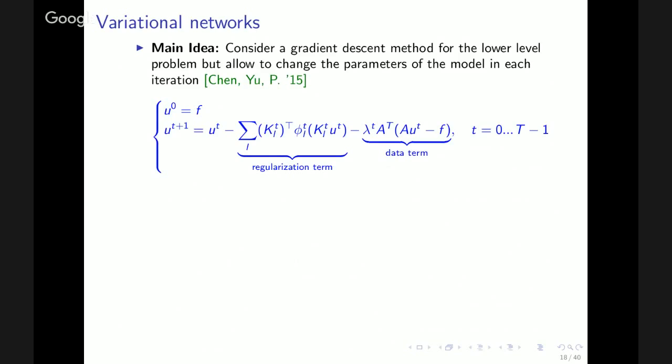Of course, this increases the number of free parameters by a factor of 10, for example, but you also have more flexibility. And it turns out that this model works really much, much better than the previous model.